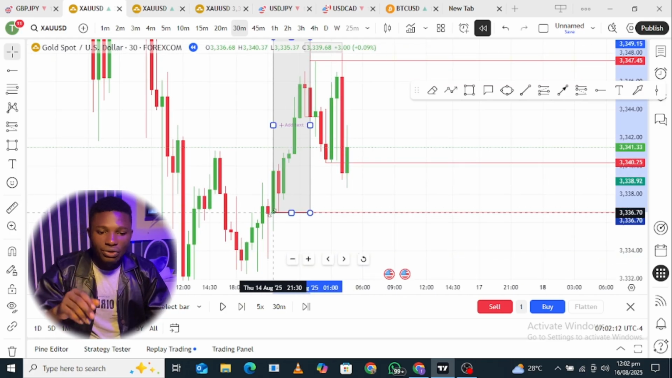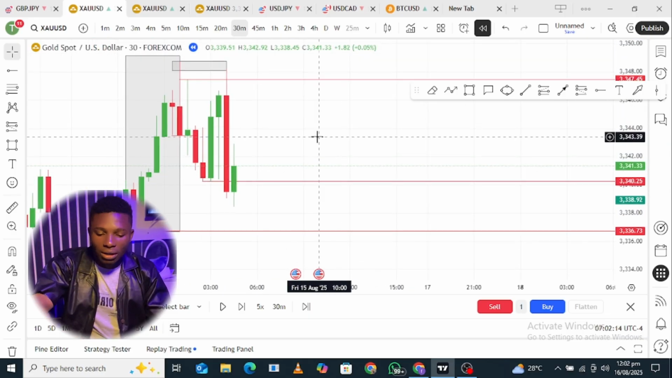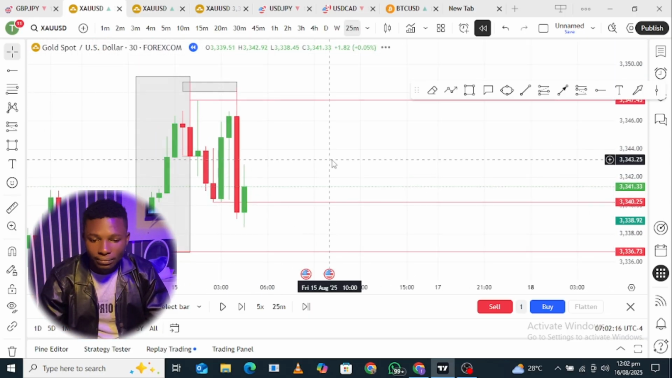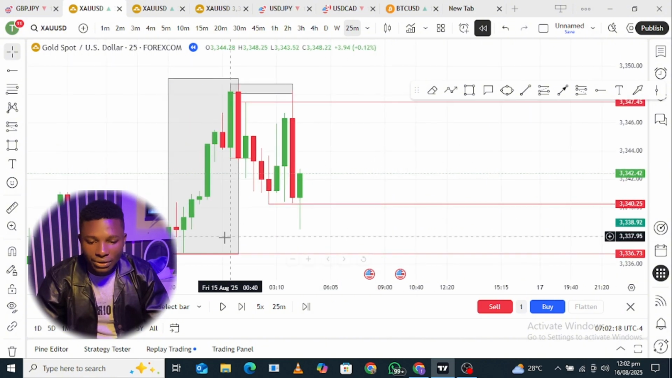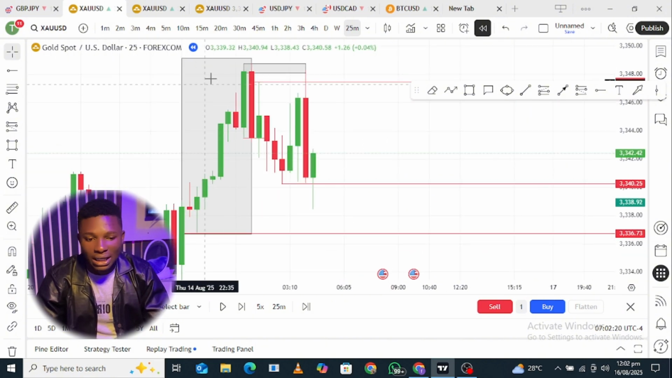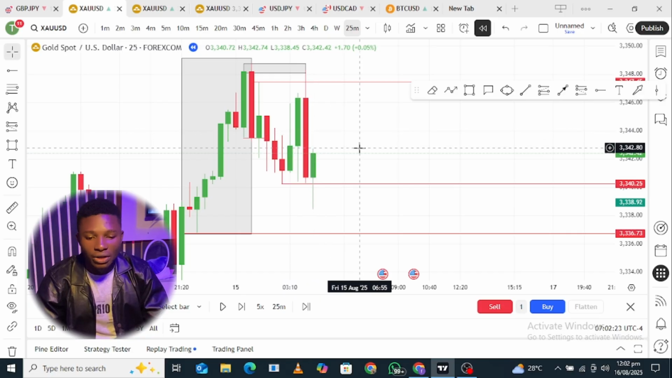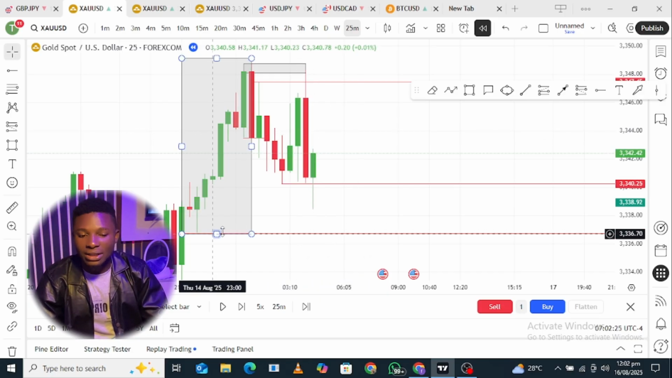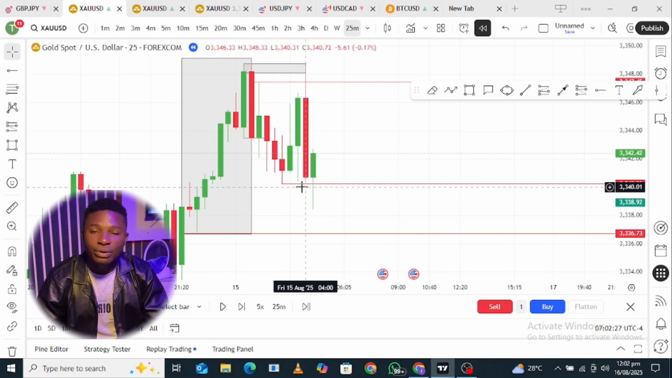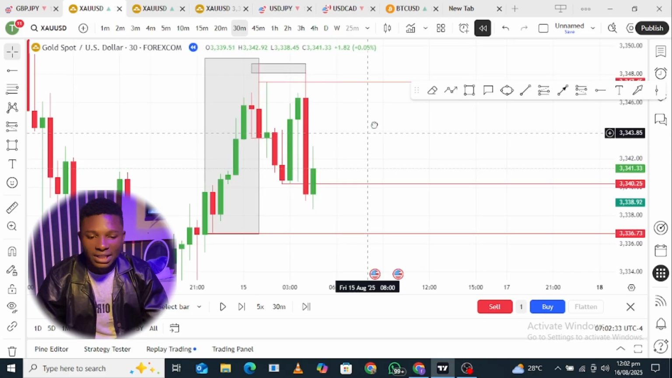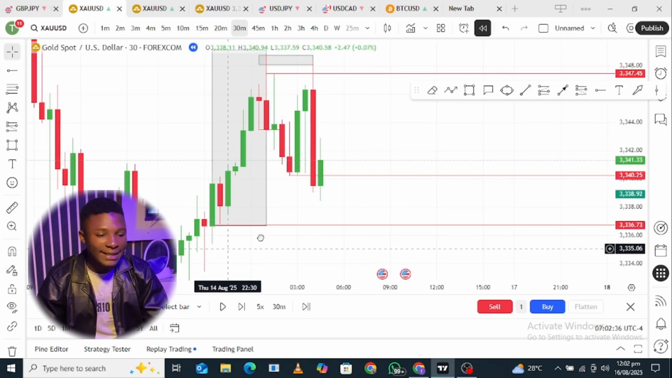I think this is the range we used to get this particular entry on the 25 minutes time frame. Can you see, this is the range we used. So you're going to wait for price to break this particular range so that you can find another opportunity to enter into the market with it. So let's check on the 30 minutes time frame right now. On the 30 minutes time frame, this is the range. You understand? Then you're going to estimate what our range is.